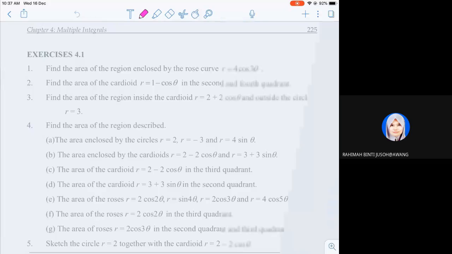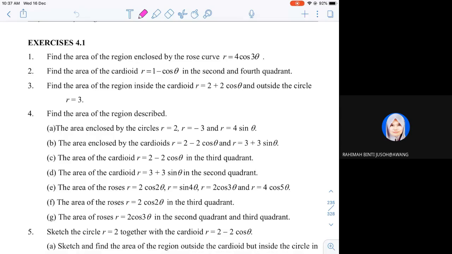Next question. Question number 3 is quite straightforward, right? 1 minus cos theta in the second and fourth. So you have to do it one by one. All right, this is quite straightforward, so I'm not going to solve this. Okay, so question number 3. Let us do question number 3.